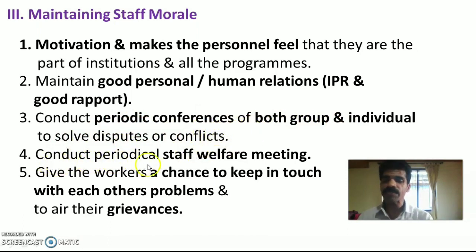Then fourth one is conduct periodical staff welfare meetings for the welfare of the staff, for the development of the staff, development of the subordinates. Conduct periodical staff welfare or staff development meetings.